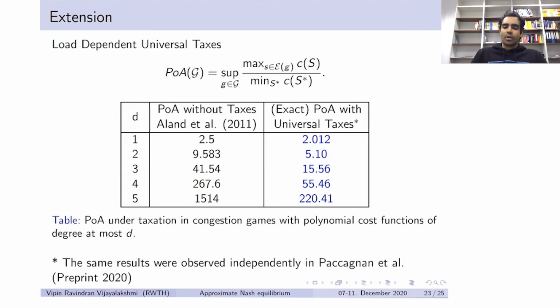So let's recall what a price of anarchy is. Price of anarchy is the worst case ratio of the social cost at an equilibrium to that of the social cost at the minimizer. We show that the price of anarchy of congestion games using optimum universal taxes is exactly equal to the price of anarchy of selfish scheduling on identical machines. So we are able to improve, for example, with linear cost functions, from 2.5 to 2.012.